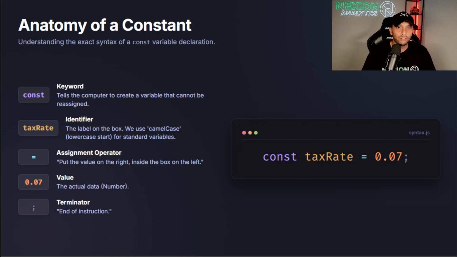And now we have our value, which is 0.07. That's the data itself. So this is going to be the immutable number that's always going to stay in this value form. So it's never going to change from 0.07 that we have listed. And then we have the semicolon. So this is basically going to tell the computer, hey, I'm done with this line of code. I can move on to the next thing now. And everything within tax rate is here.